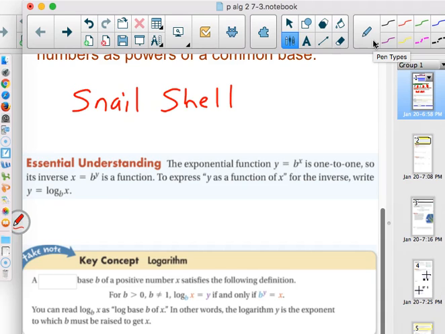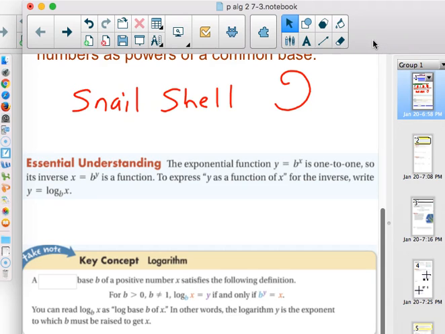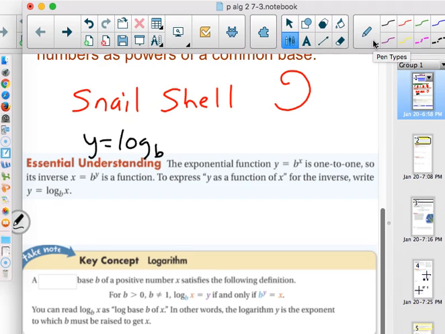Which seems to have absolutely nothing to do with what we're doing right now, but in a second. And then draw a little snail shell. You know, snail shells, like that. So snail shell's good. Like that. So, we have this.